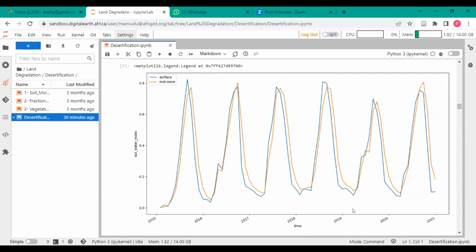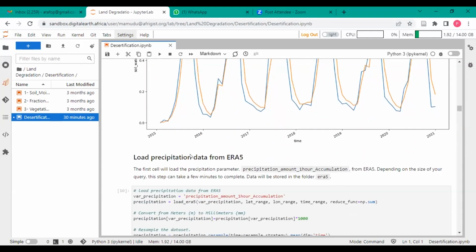And we can see that fell in the period between 2019 and 2020. Right? And so we can use this to give an indication of when we may have had most effects of dryness in that study area.